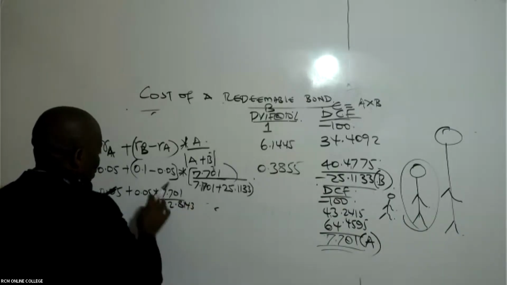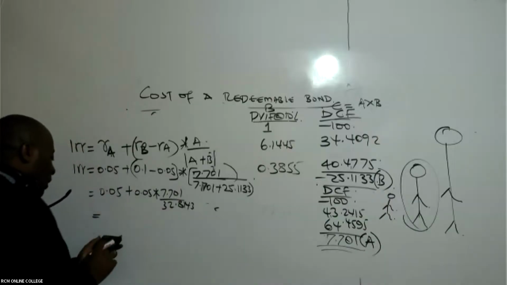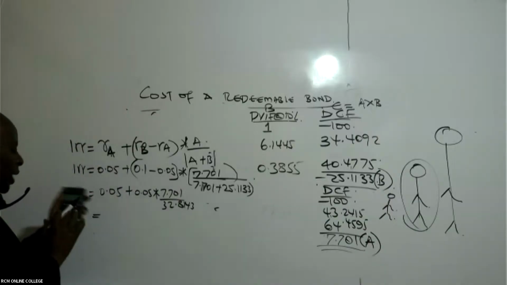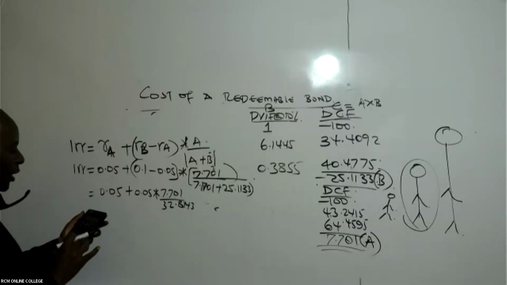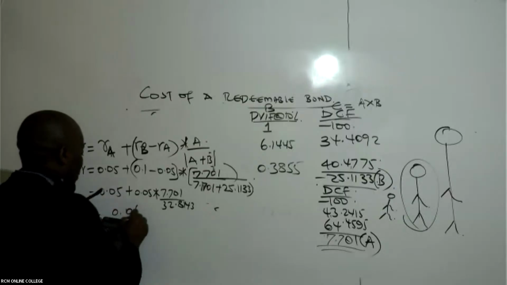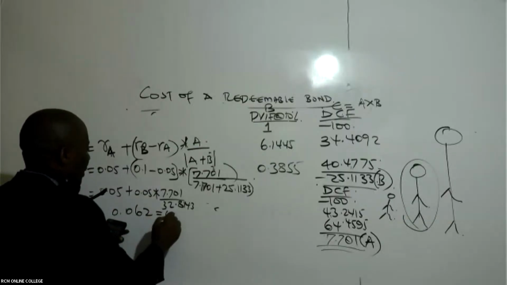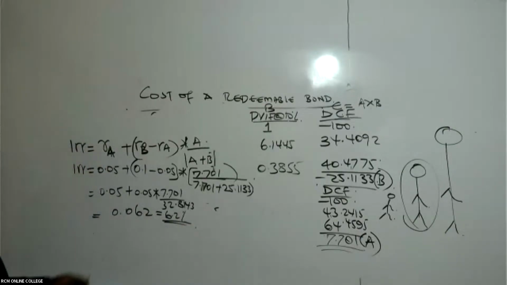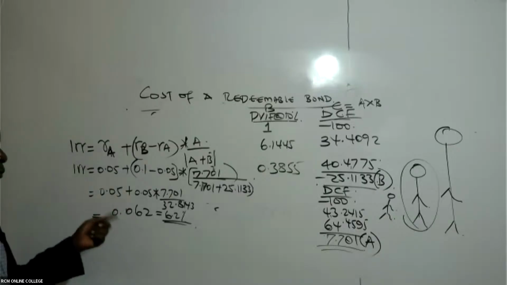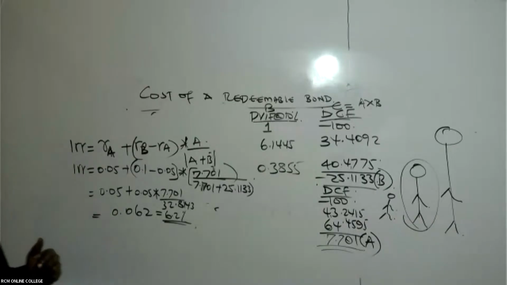32.8143. If you wish, you can multiply this first, but if you have a good calculator, without saying equals anywhere, you'll say 0.05 plus 0.05 times 7.701 divided by 32.8143. And then you say equals at the end of the day. You'll be able to get 0.062, which is the same as 6.2%. Somebody has gotten 5.9, another person 6, but now this 6.2% is very, very good.